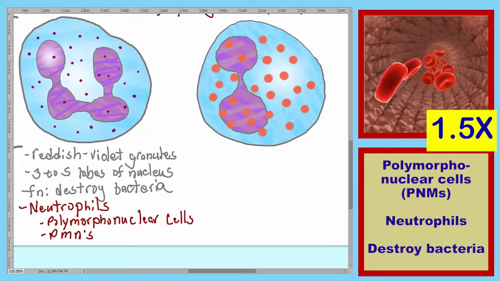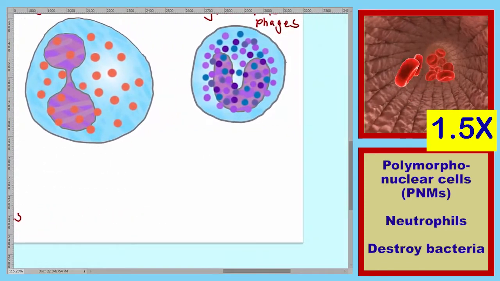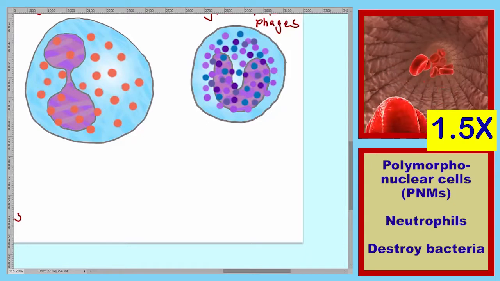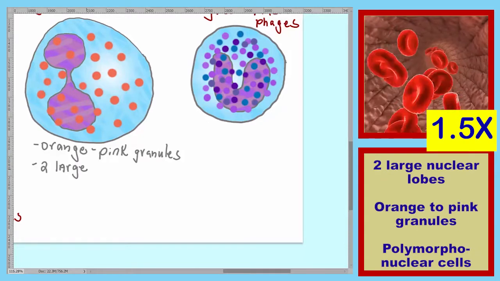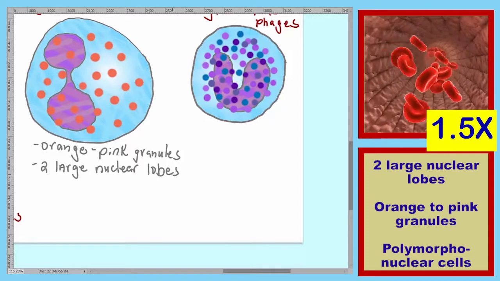And so this describes our fifth formed element. Let's move to our sixth one. Let's first describe what we see. This cell has orange to pink granules, and the nucleus has two large lobes. These cells function in fighting parasites and allergens. So let's indicate that.